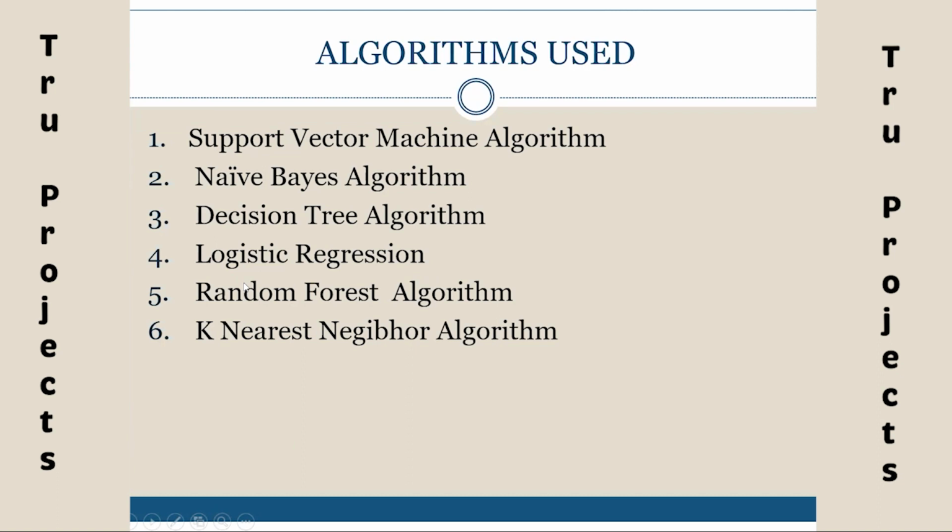Algorithms used in this project are support vector machine. It is used for its ability to handle nonlinear relationships and high-dimensional data, making it effective in predicting cardiac disease based on complex features. The second one is naive Bayes algorithm. This is chosen for its simplicity and efficiency in text classification tasks, which can be applied to cardiac data for quick and accurate disease prediction. The next one is decision tree algorithm. It is selected for its interpretability and capability to create intuitive rules, aiding in understanding the factors influencing cardiac disease and providing valuable insights for healthcare practitioners.